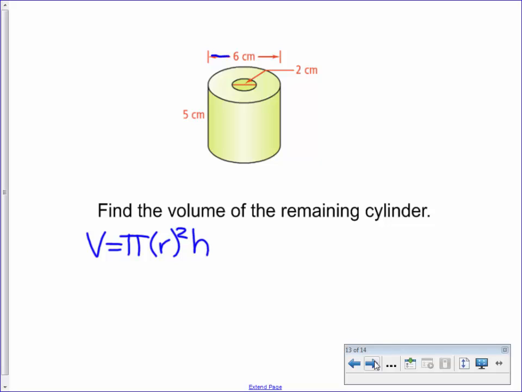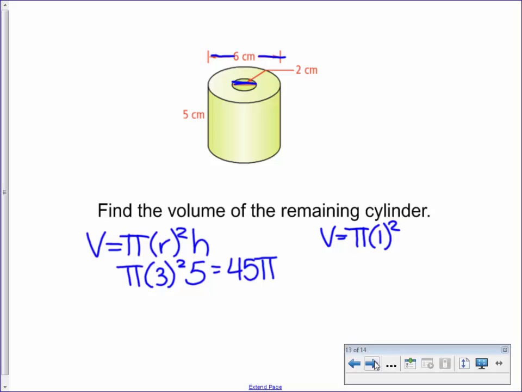Well, the radius of the large one is not 6, the radius is 3, because that's the diameter. Cut it in half, 3 squared, and the height is 5. So I'm going to keep this in terms of pi. You get 45 pi for the large cylinder. Now for the small cylinder, the radius is not 2, the radius is half of that, so you have pi times 1 squared, and the height is 5. So keeping it in terms of pi, you have 5 pi.